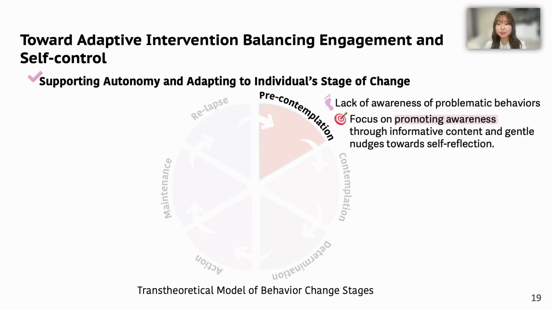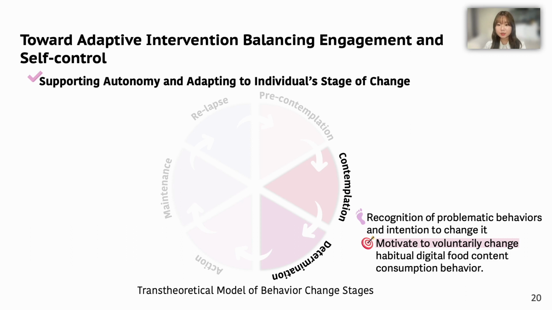Specifically, during the pre-contemplation stage, where individuals may not yet recognize the negative consequences of their behavior, interventions could concentrate on raising awareness through informative content and subtle nudges towards self-reflection. For individuals in the contemplation and determination stages who acknowledge that their behavior may be problematic and express an intention to change, FoodCensor could integrate designs to motivate them to voluntarily change their habitual digital food content consumption behavior. One approach could be sharing stories of individuals who've successfully changed their habits of consuming digital food content. By witnessing others' experiences, users may feel inspired and motivated to take action to change their behavior.